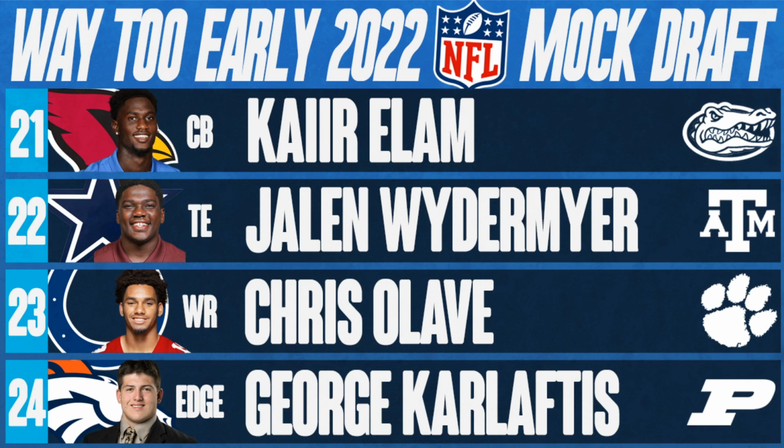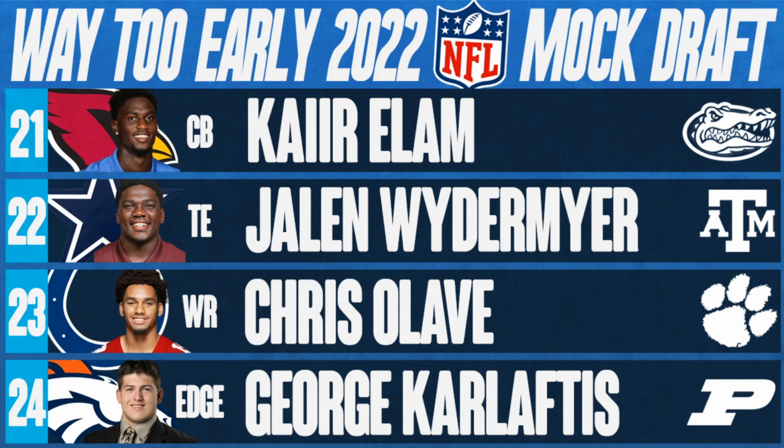But Kaiir Elam is a really, really good player. Cousin of former first-round pick Matt Elam, safety for the Ravens. Hopefully, Elam has a different career path and doesn't take the one that Matt Elam was on. But Kaiir was really, really good in 2020, and the Cardinals need to address corner in a huge way. Kaiir Elam at 21 would be awesome for them.